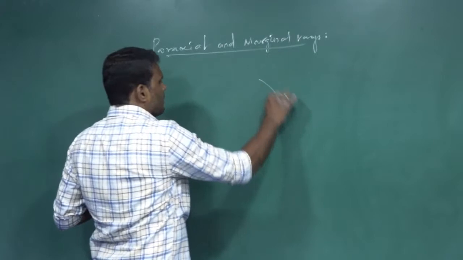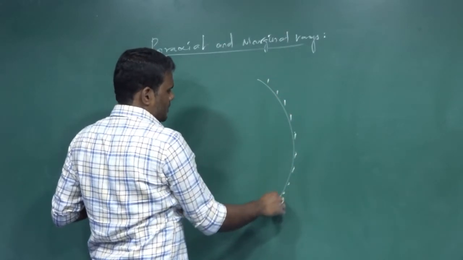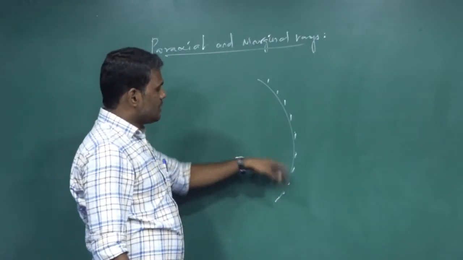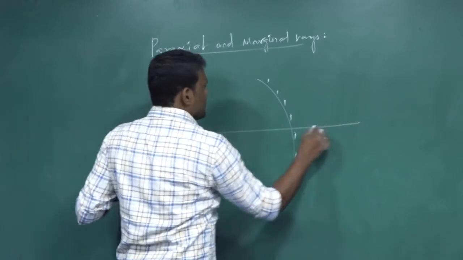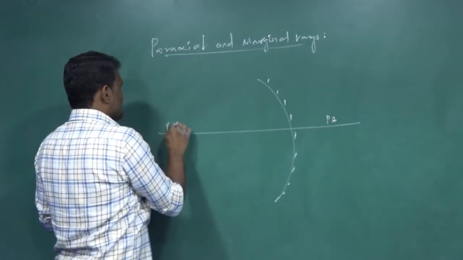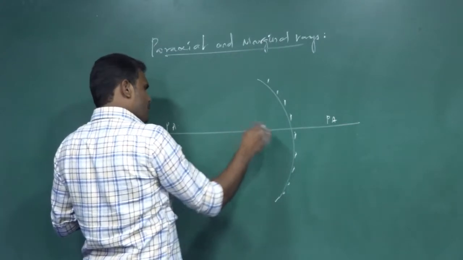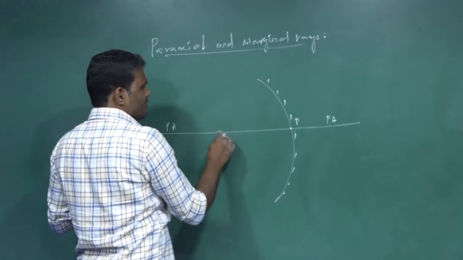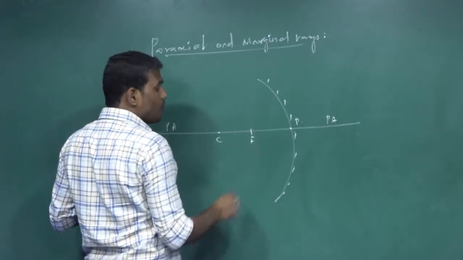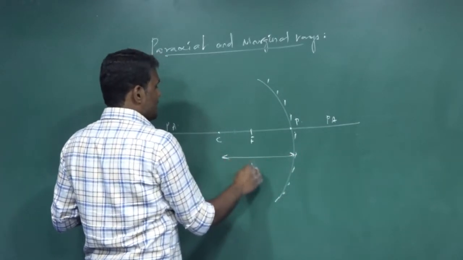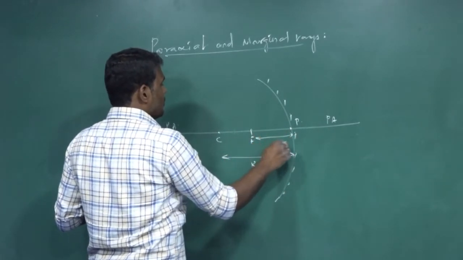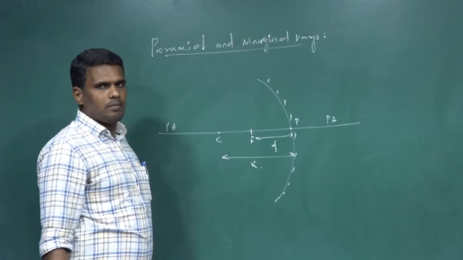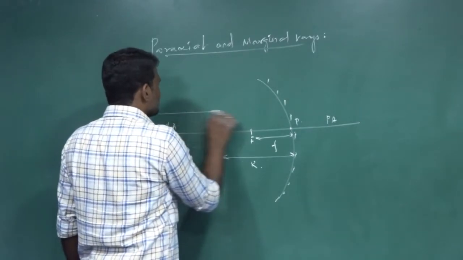Let us consider a concave mirror whose outer surface is silvered. This is the principal axis, as you know. And we can mark, this is the pole of the mirror, this is the center of curvature of the mirror. This point would be the principal focus of the mirror. This is the radius of curvature. This is the focal length. These are all the things which we need to know while drawing a ray diagram. Let us consider two rays.